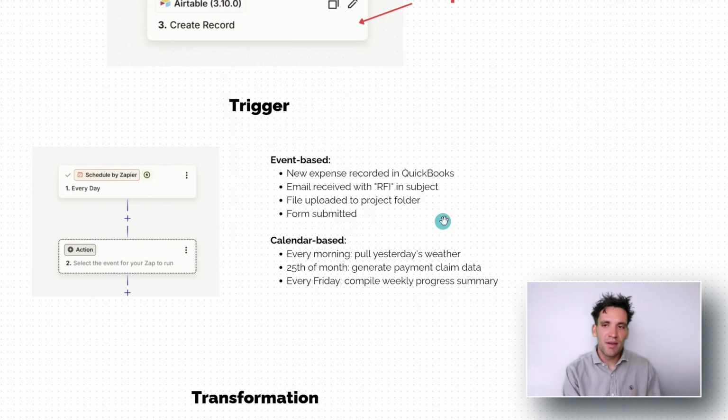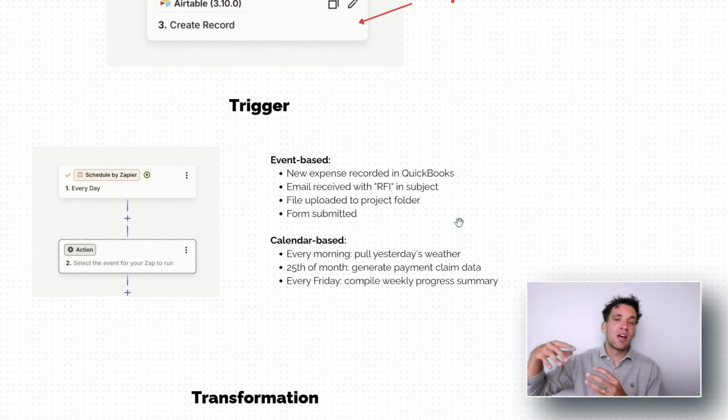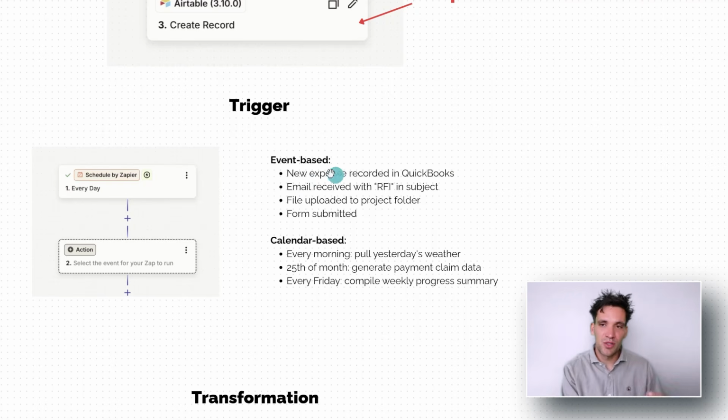You can have an event-based trigger. So for example, a new expense is recorded in your accounting software and you want to update your cost tracking software. A new email received with a subject line RFI, a file is uploaded to the project folder, or a form is submitted. These would be examples of event-based triggers.